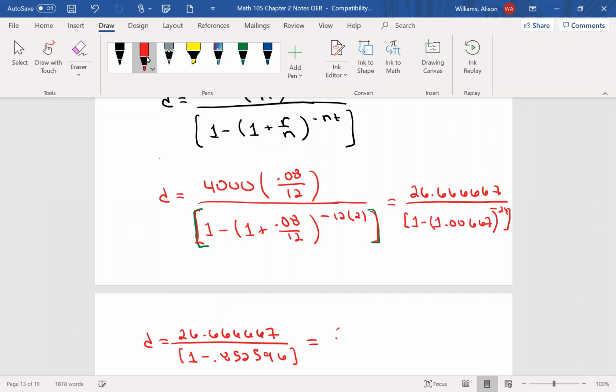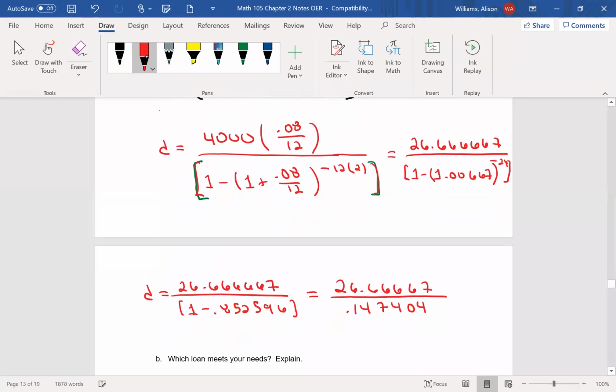And now I have 0.147404 rounded. Okay, so here we go. We're finally going to get the payment here. This is the first one, the 2-year payment. So we're going to divide that 26.666667 by that number.